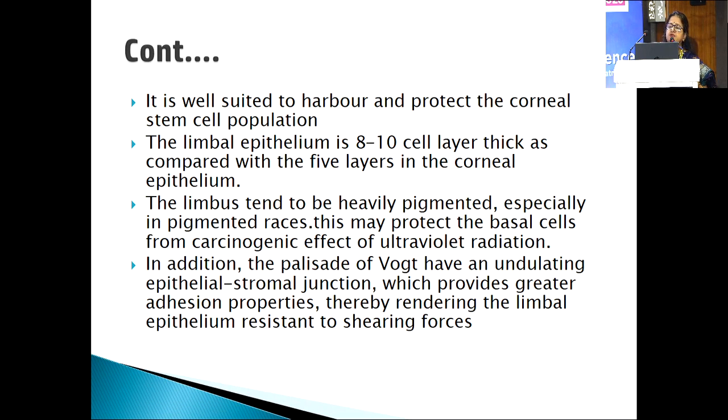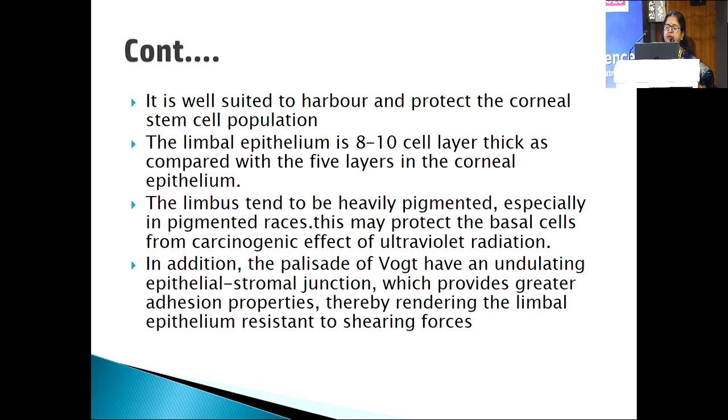It is well suited to harbor and protect the corneal stem cell population. The limbal epithelium is 8 to 10 layers thick as compared with the 5 layers in the corneal epithelium. The limbus tends to be heavily pigmented, especially in pigmented races. This may protect the basal cells from the carcinogenic effect of ultraviolet radiation.